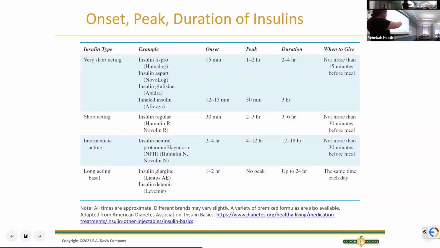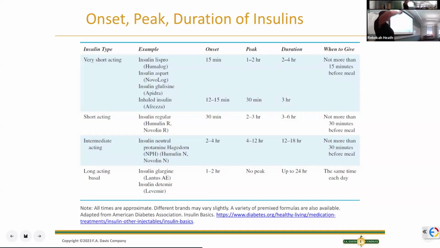The short acting insulins, 3 to 6 hours. So even longer. You can see with these durations, we think it's nice they last longer in some ways, but if you overcorrect, you have to deal with it a lot longer. And then the long acting, up to 24 hours, really nice.